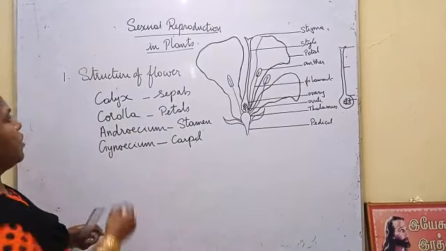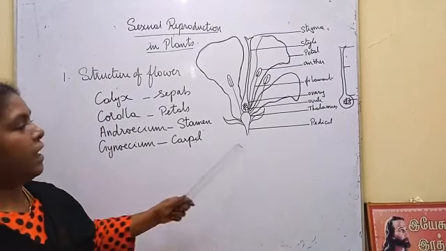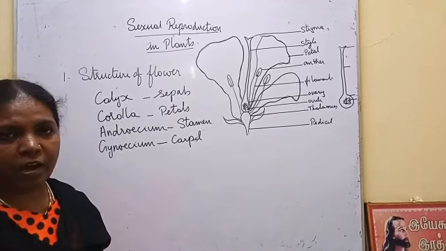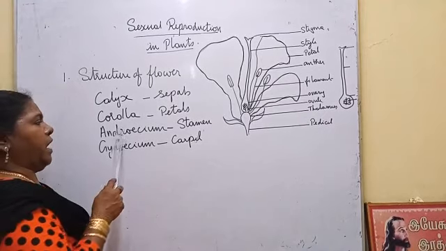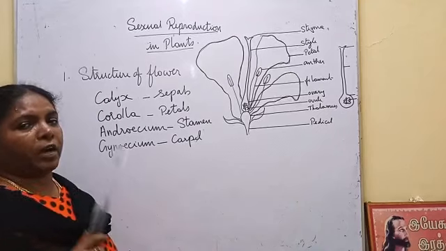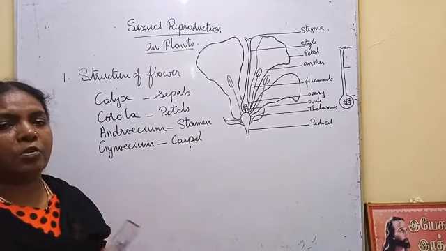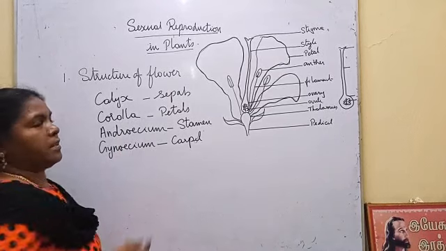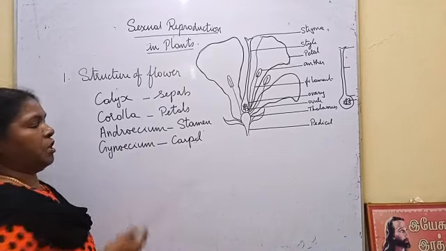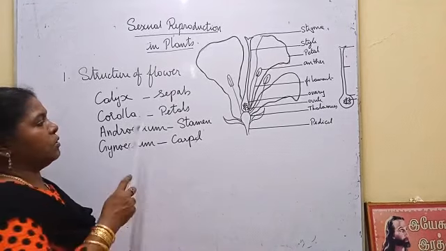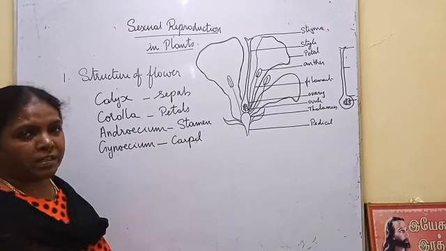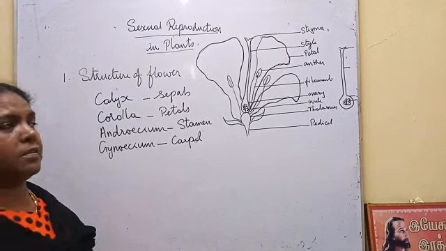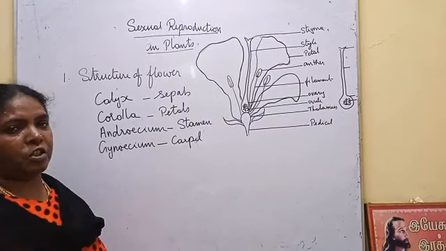So these are the 4 whorls seen in the flower. If the flower has both androecium and gynoecium, the flower is said to be a bisexual flower. Some flowers will have only either androecium or gynoecium. If they have only one essential whorl, then those flowers are said to be unisexual flowers. If they have calyx, corolla, and androecium only, it's a male flower. If it has calyx, corolla and gynoecium, it is a female flower. So these are the 2 types of flowers, unisexual and bisexual. A unisexual flower may be male or female. A bisexual flower will have both androecium and gynoecium.